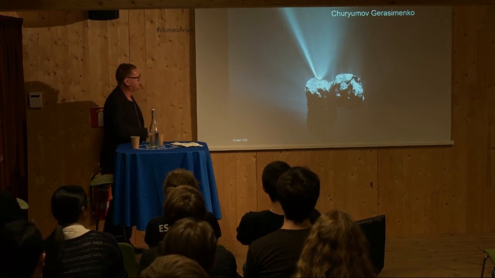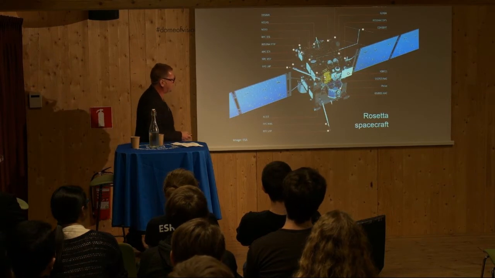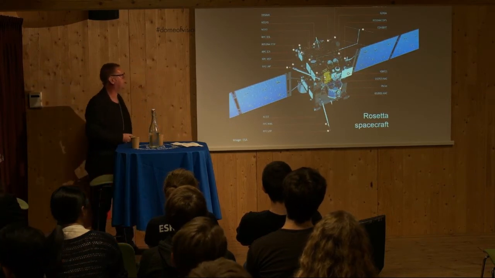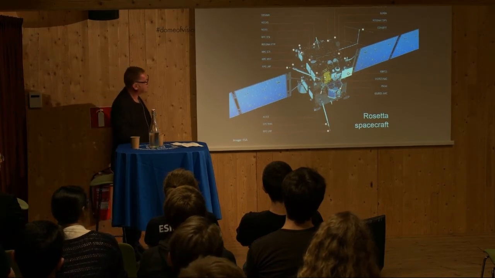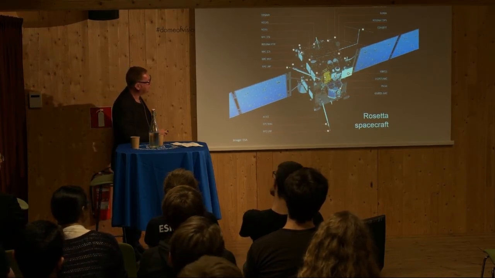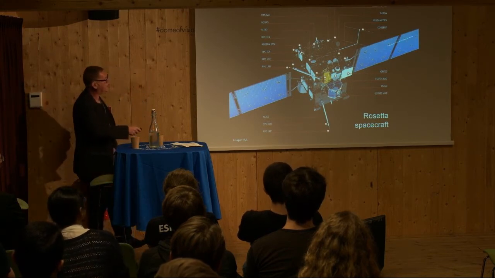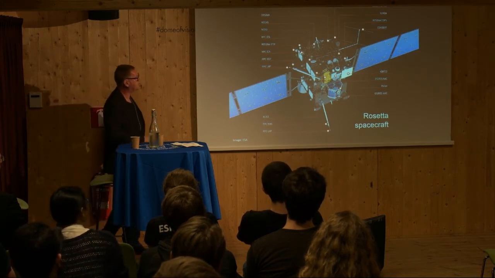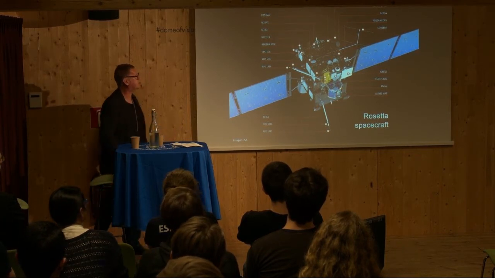We have studied this comet quite closely by the Rosetta spacecraft, which was built and launched by the European Space Agency. And this body here is around 2 times 2 times 3 meters, also with the addition of the solar panels. You can see there's a large number of scientific instruments on this spacecraft.